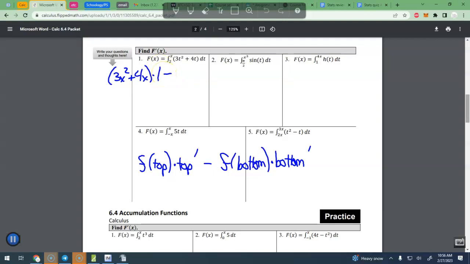Just making sure. Minus. Now I'm going to plug in the bottom. So I'll get 3 times 2 squared plus 4 times 2. But I really don't need to do that because my next step is to multiply by bottom prime. Well, the bottom is a 2, which is a regular number. So what's the derivative of a number? It's 0. So what I end up with here is just 3x squared plus 4x, because the rest of it is unnecessary. Questions on that one?